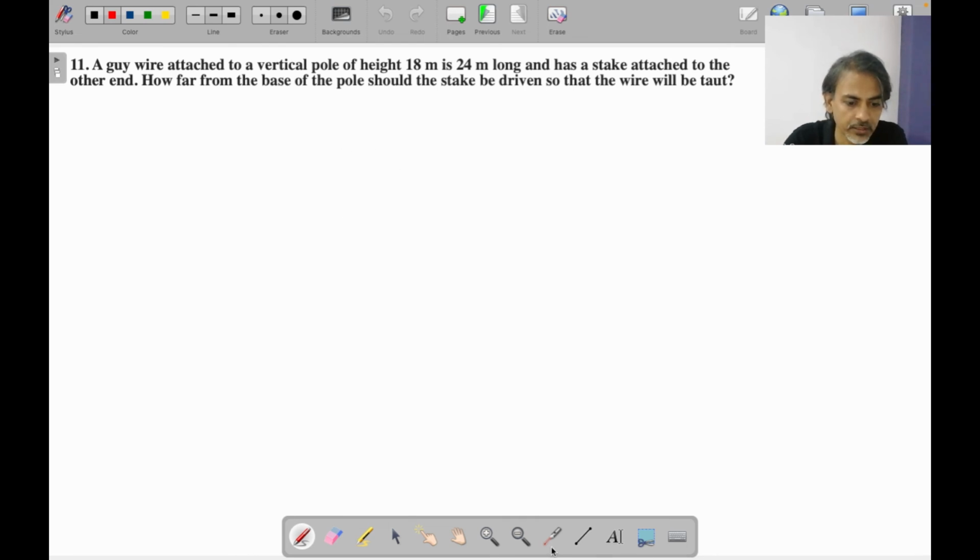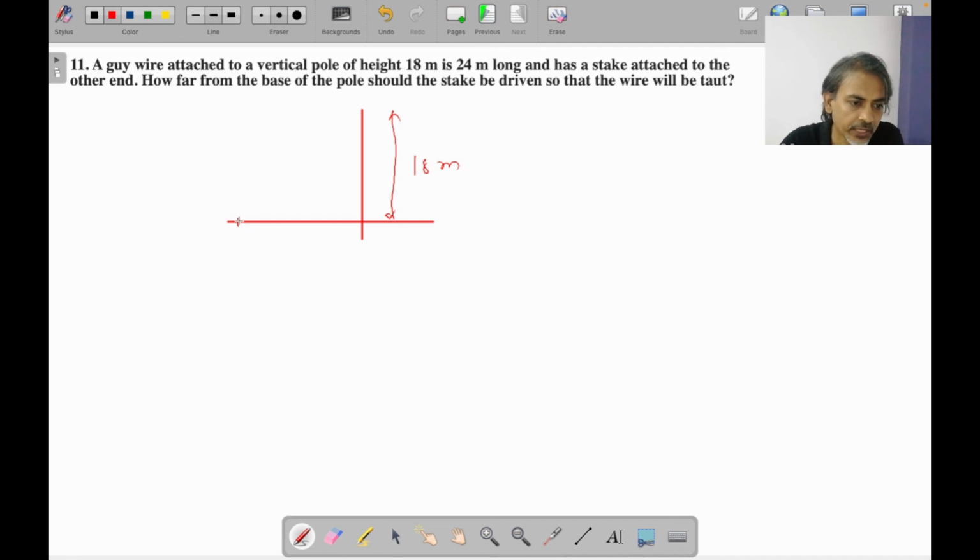What is given here is, it looks like there is a pole, which is like this. There is a wire which is attached to the vertical pole. So this pole has got some height, and there is a wire attached to this pole. It is saying that there is a stake attached here, and the wire is attached to these two ends. This is the vertical pole, and its height is given, which is 18 meter.